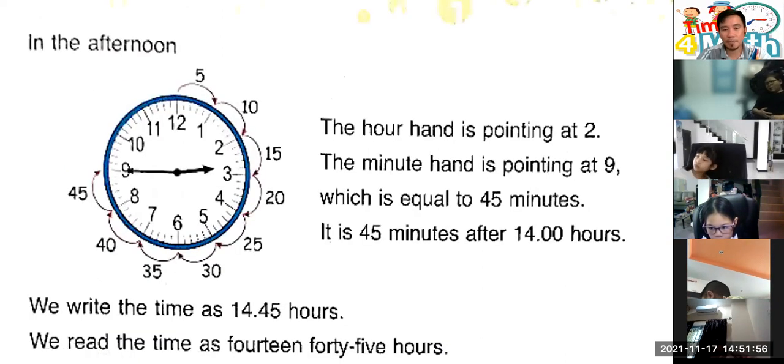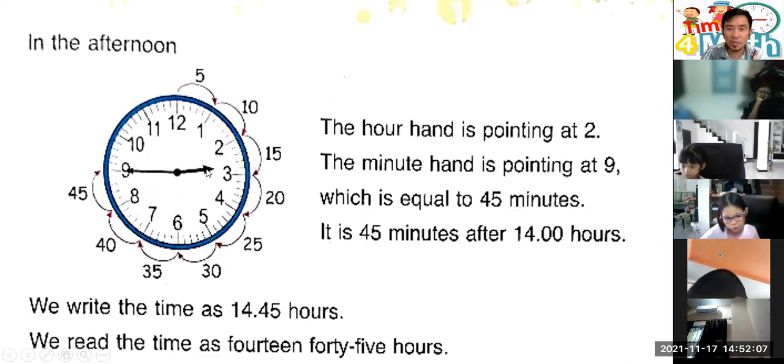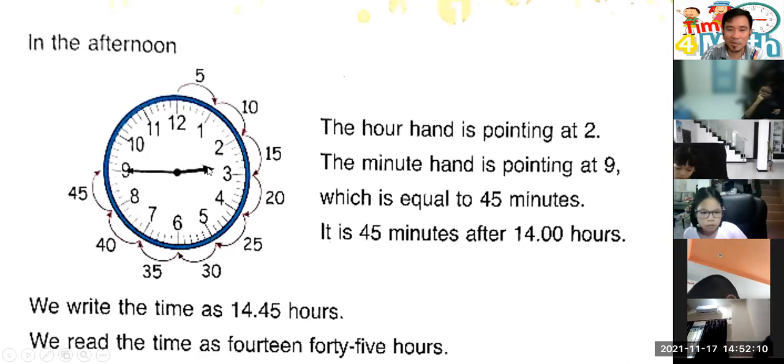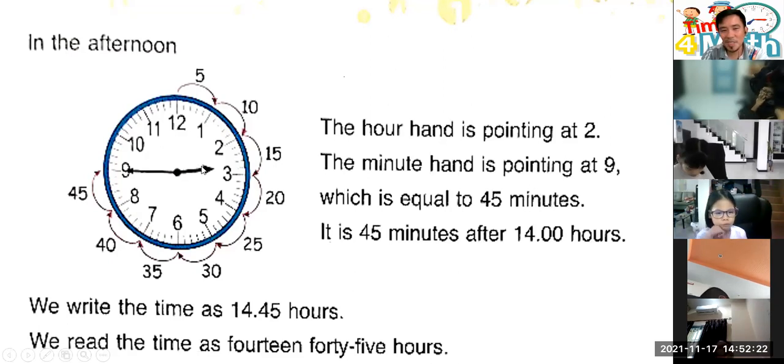This one is in the afternoon. Look at the hour hand. The hour hand is pointing at 2 because it has not reached number 3. So we write 2. That means 0200 hours or 1400 hours? This one is 1400 hours because it's in the afternoon.